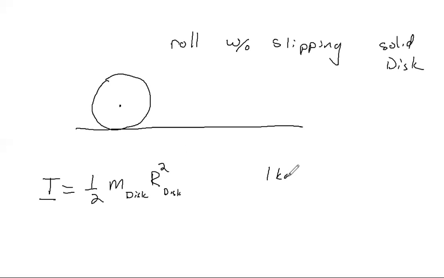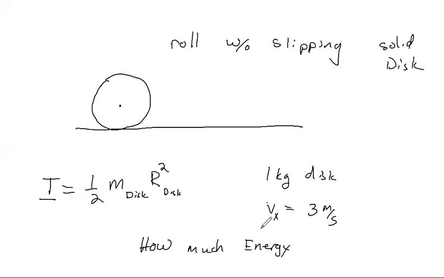So what I would like to know is how much energy is needed for, let's say, a 1 kilogram disk to have a velocity in the x direction equal to 3 meters per second. So we want the center of this disk to move at 3 meters per second, let's say to the right. And it has a mass of 1 kilogram. I would like to know how much energy would you have to put into that to make it happen?